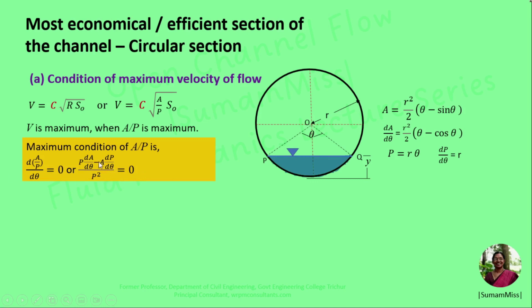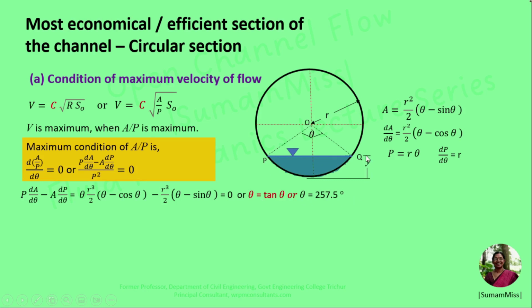If you replace this dA by d theta and dp by d theta by means of these two expressions and substitute for p and a, then this equation becomes theta into r cube by 2 into theta minus cos theta minus r cube by 2 into theta minus sin theta equal to 0, or theta equal to tan theta, or theta equal to 257.5 degree.